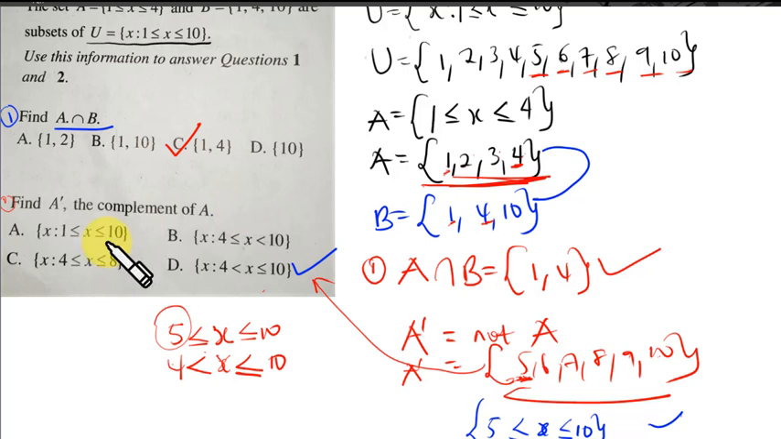Now if you pick A, x is greater than or equal to 1, it means that it has to start from 1, but there is no 1 here, so that is wrong. If you say x is greater than or equal to 4, it has to start from 4. There is no 4 here, so B is incorrect. If you say x is greater than or equal to 4, it has to start from 4. There is no 4 here, so C is incorrect. So that makes D the correct answer. So that is how to solve this question.